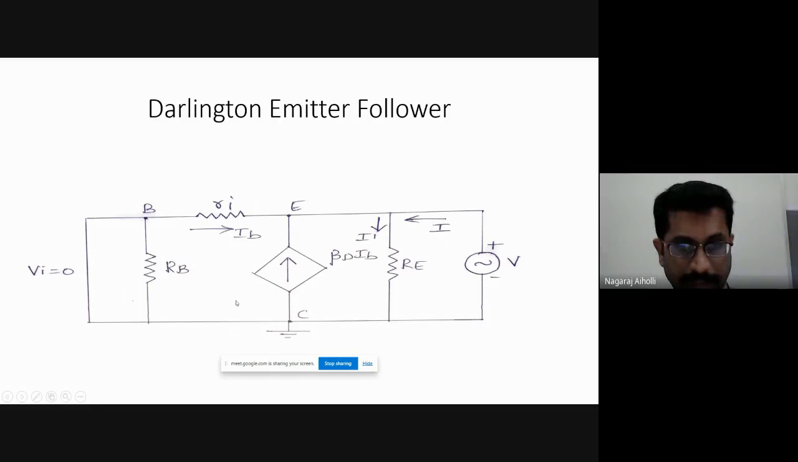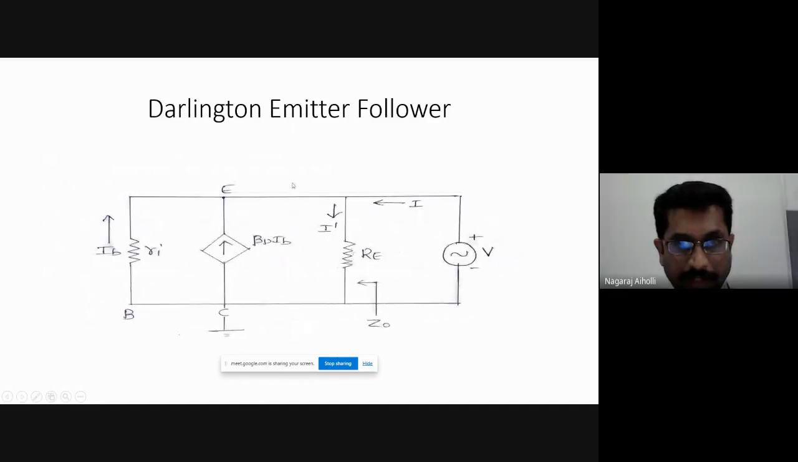Shorted means the collector is connected to ground, and the base is also connected to ground. Then what about the RE resistance? RE is connected between the emitter terminal and ground, in parallel. Emitter to ground, or emitter to collector.